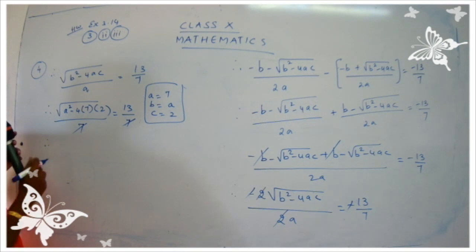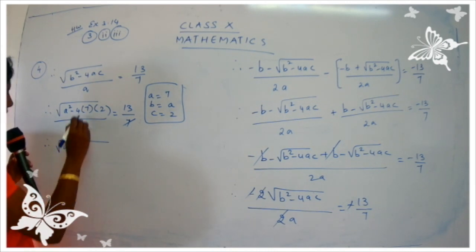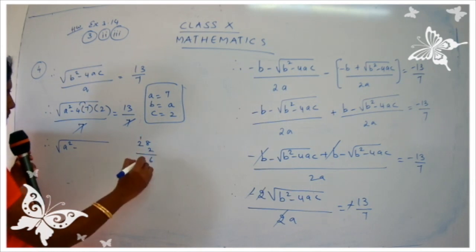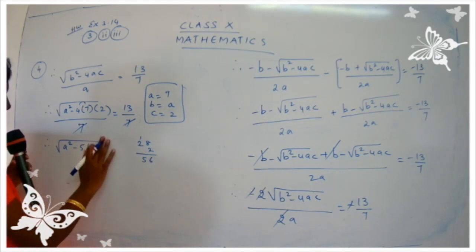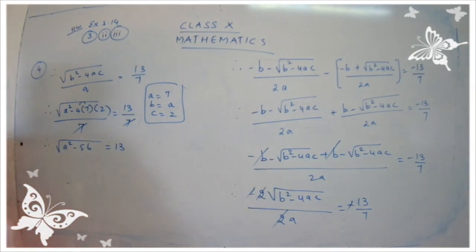So now what is left here? Square root of 8 square minus 4 7s are 28, 2s are 56, is equal to 13. So what I get? Square root of 8 square minus 56 is equal to 13. So now what are we going to do here? We are going to square on both sides because I cannot solve the sum with a square root symbol. So we have to remove the square root symbol.